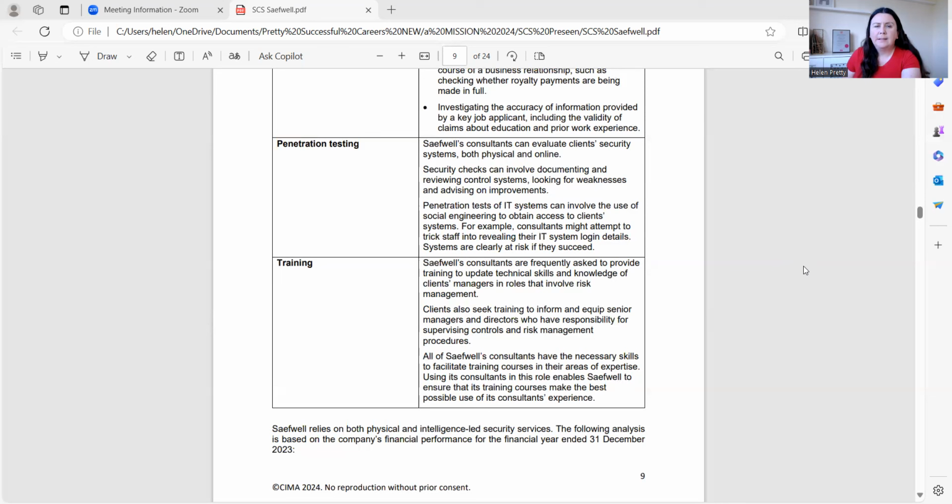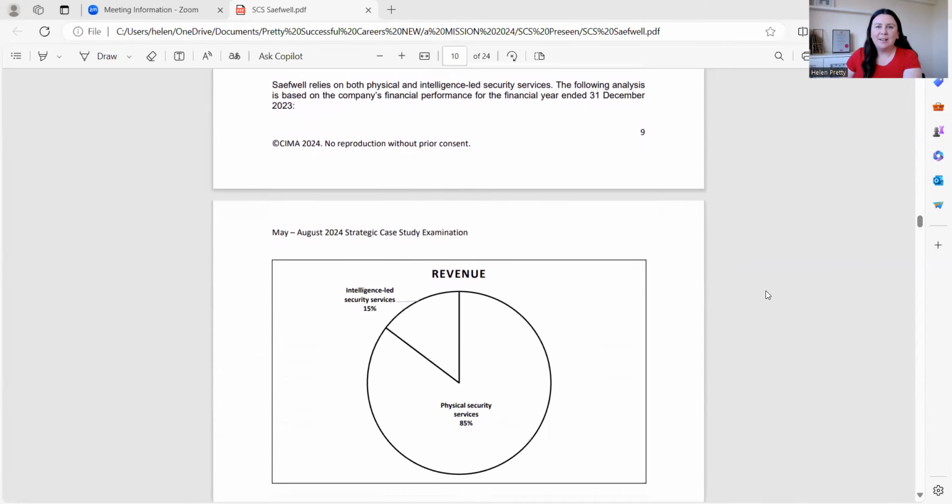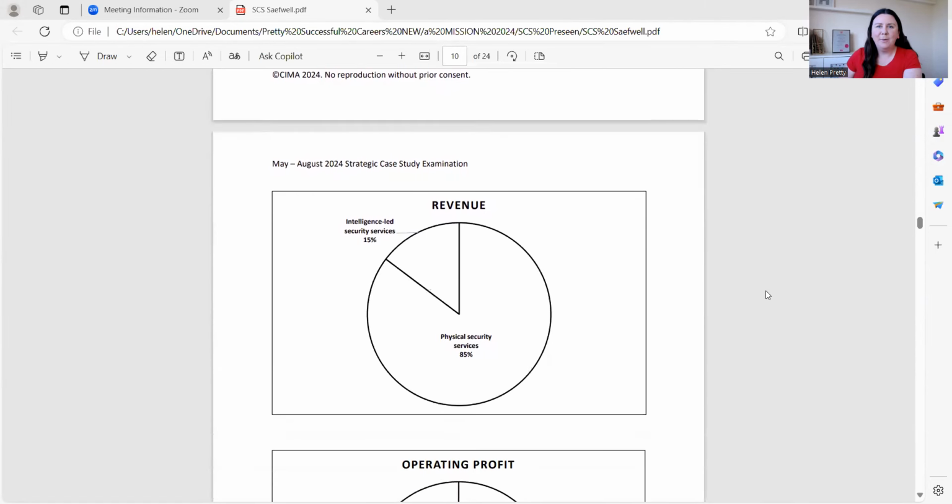The following analysis is based on the company's financial performance for the financial year ended 31st December 2023. Okay, we're going on to page 10 for this. So we have a graph on page 10. Oh, we have two graphs.